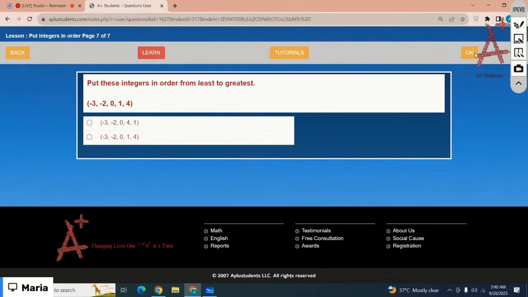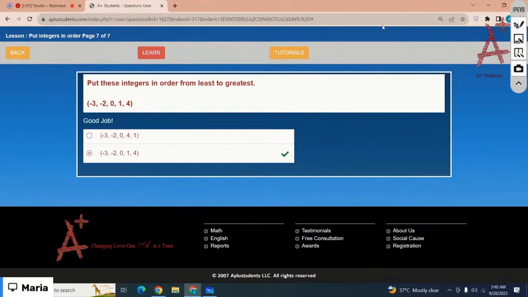Put these integers in order from least to greatest. So which is the correct option? Yes, the correct option is option number B, right?